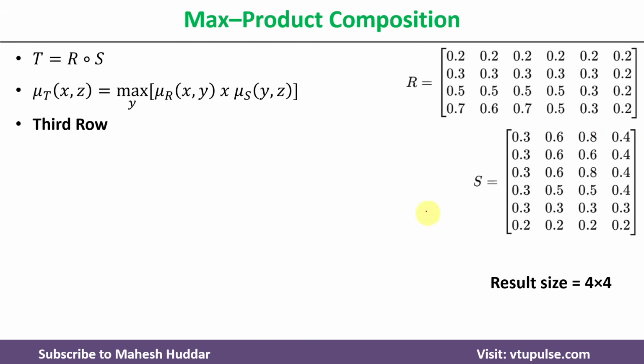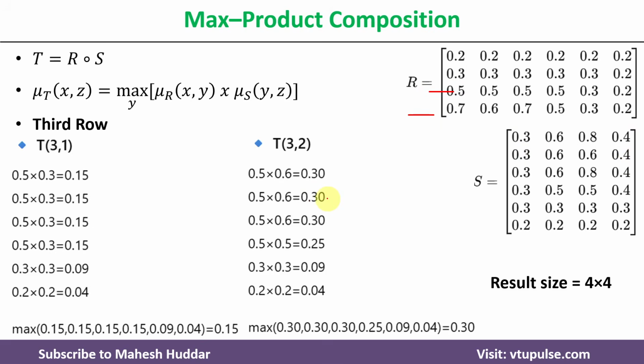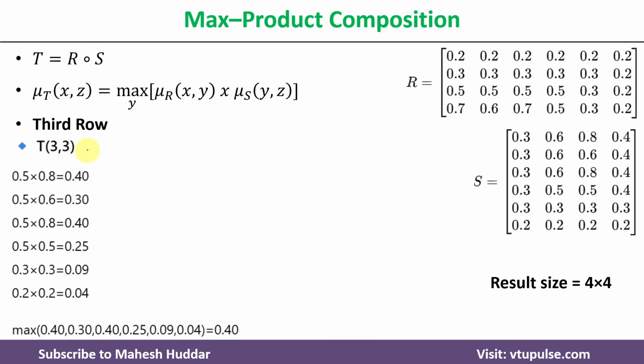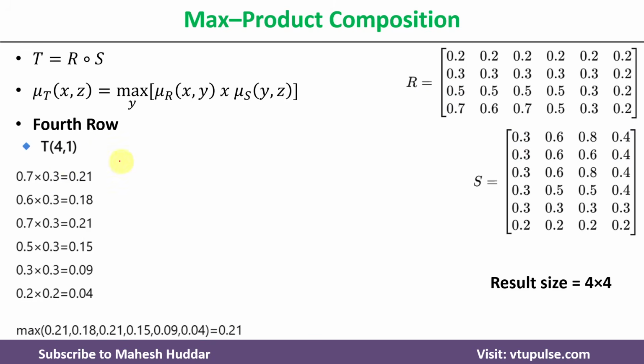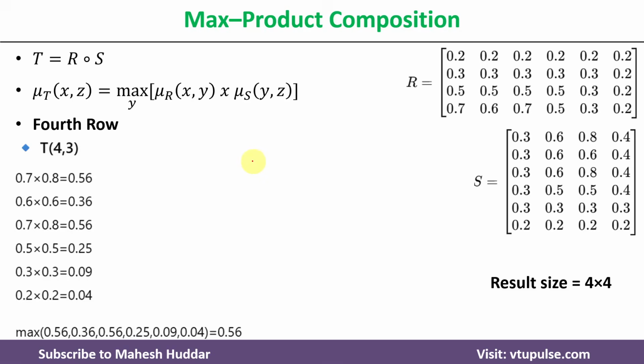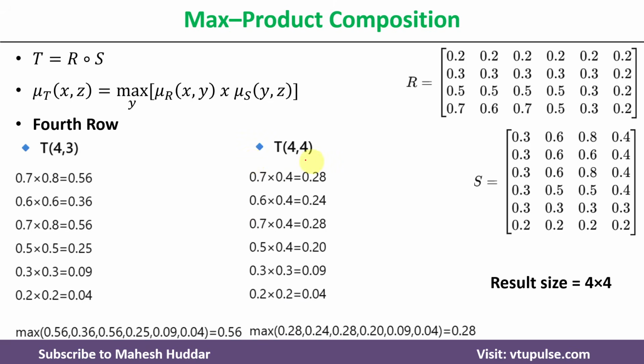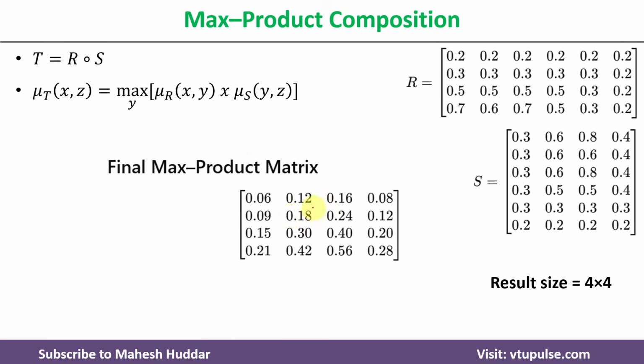Similarly, we need to do the multiplication of the third row with all columns and the fourth row with all columns. That is what I have done here. That is third row, third column, third row, fourth column, fourth row, first column, second column, third column and fourth column. So after completing all this, we will get the final max product matrix as this one. This is a 4 cross 4 matrix. So this is how we can find the Cartesian product between the fuzzy sets, and we can do the max min composition and max product composition.